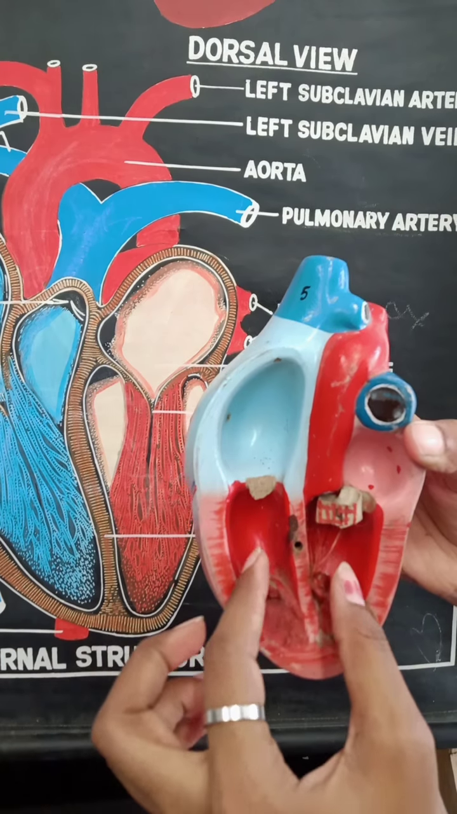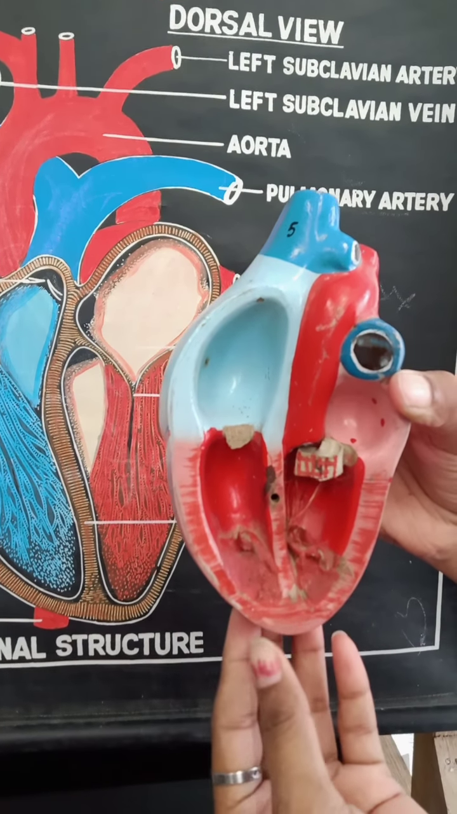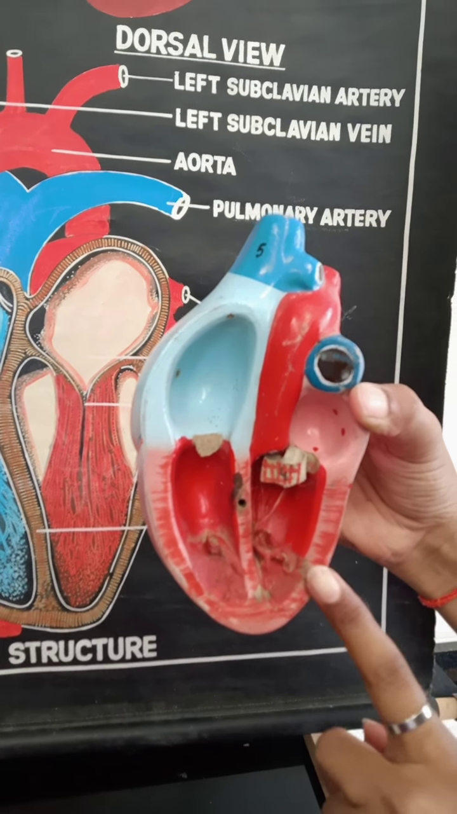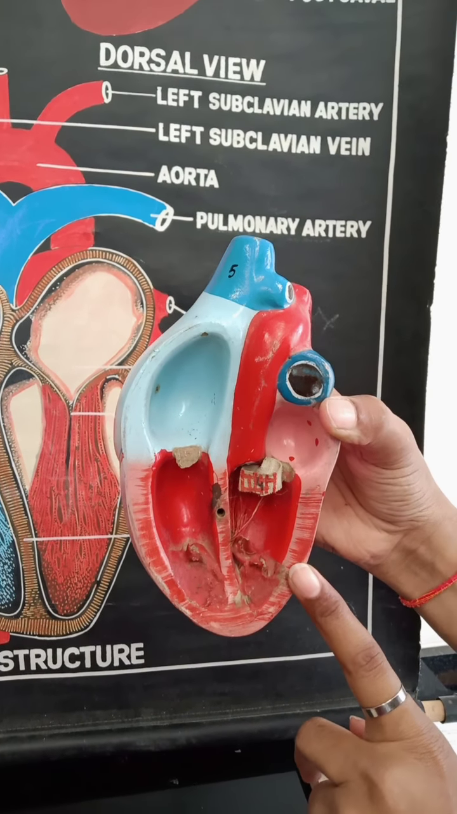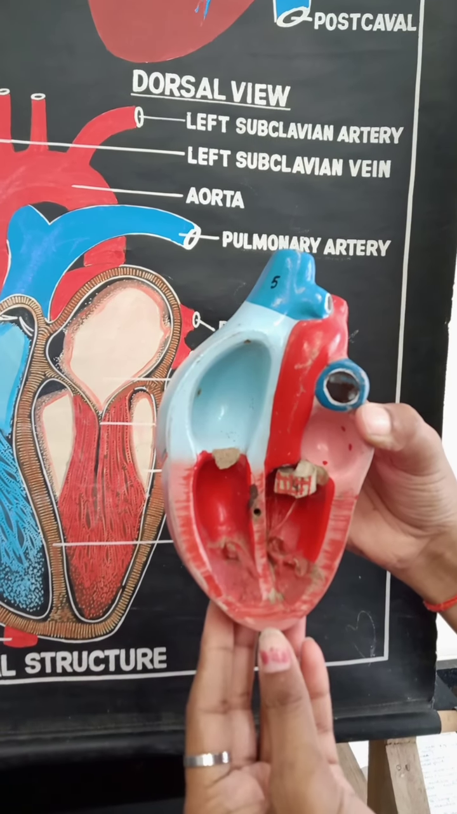Fine. The lower 2 chambers are thick walled. These chambers are known as ventricles, and the ventricles are thick walled, elastic, and these chambers are known as ventricles.